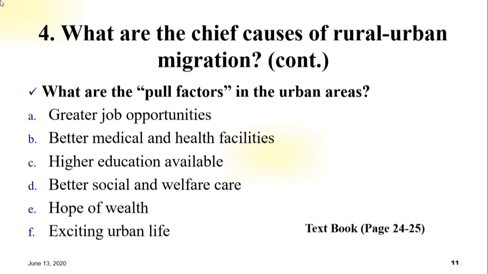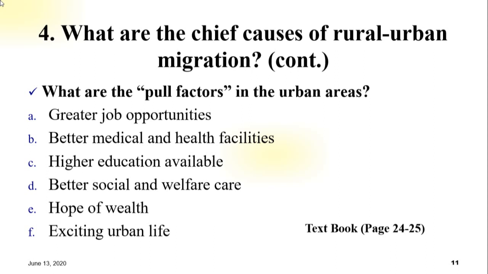The last point, exciting urban life. This point is the opposite of the rural district, which dislikes rural life. Exciting urban life means all cities always have modern places such as sport clubs, restaurants, nightclubs, and coffee shops, etc. For all these points, you have to read again from the textbook on page 24 until 25.